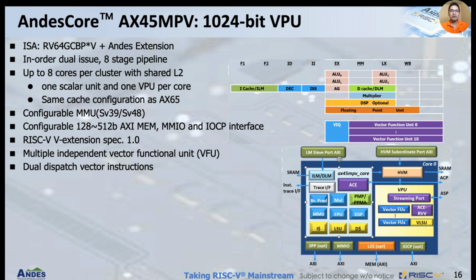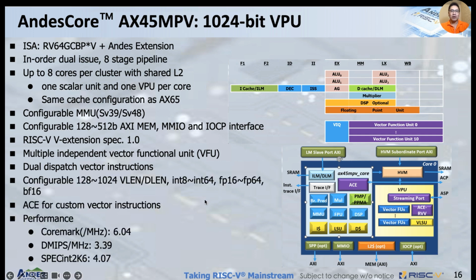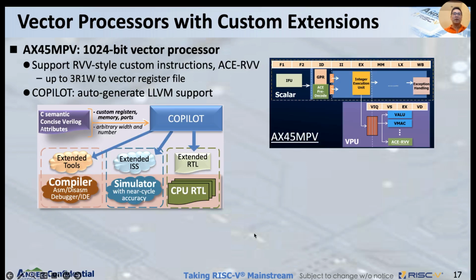On the vector processing unit, it has multiple independent vector functional units, and it can dual dispatch a vector instruction pair. It can be configured with 128 up to 1024 VLEN and DLEN widths, and for data formats, it can support int8 to int64, FP16 to FP64, as well as BFloat16. Through the ACE technology, it can support custom vector instructions, which I will describe in more detail. On the performance side, it can support 6.04 CoreMark per megahertz, 3.39 DMIPS per megahertz, and 4.07 SPECint 2006.